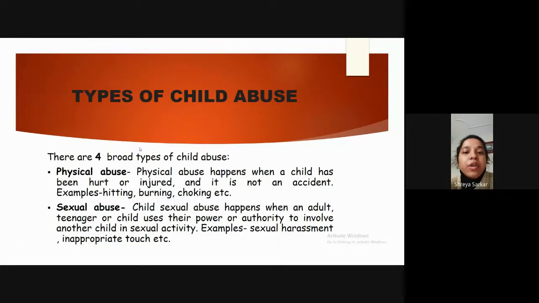Broadly, there are four types of child abuse: physical, sexual, emotional, and neglect. Physical abuse happens when a child has been hurt or injured deliberately, and it's not an accident. For example, poisoning, choking, hitting, beating, or causing any kind of physical harm to the child. Sexual abuse is when the child is subjected to sexual harassment, improper touch, or any kind of unwilling sexual engagement of the child with any person.